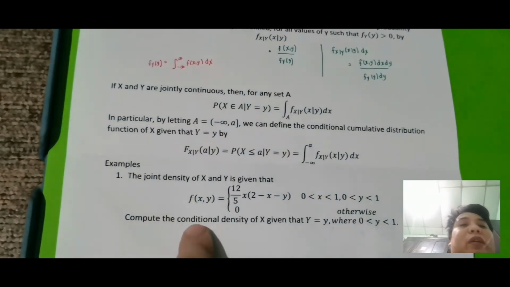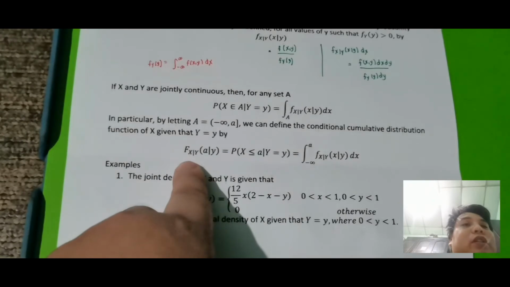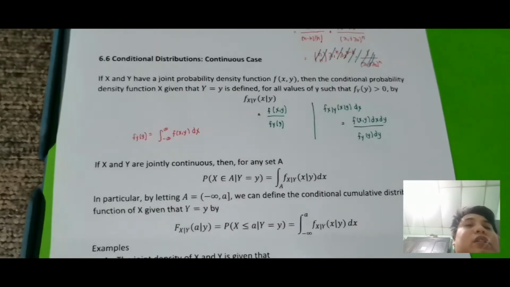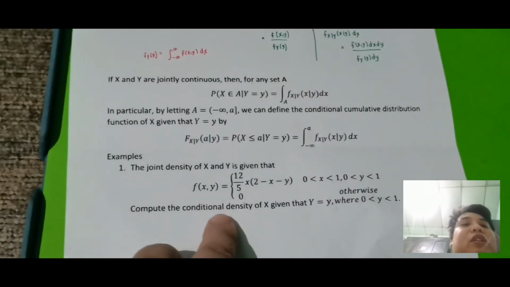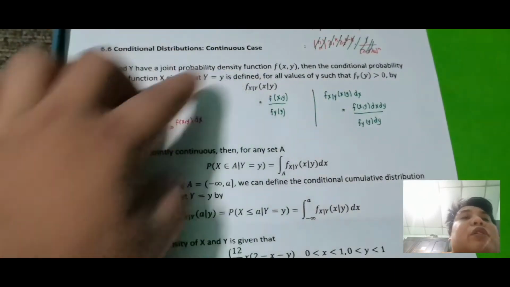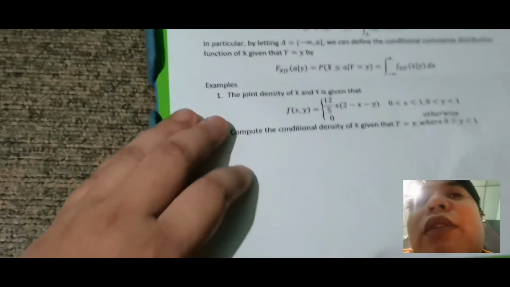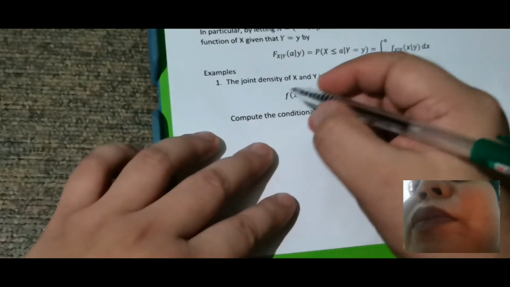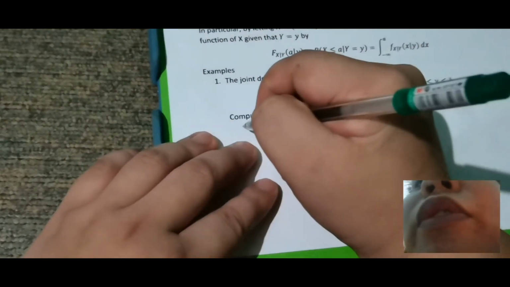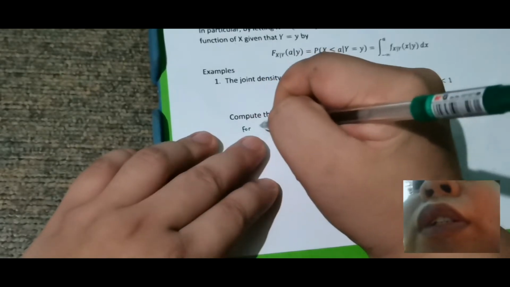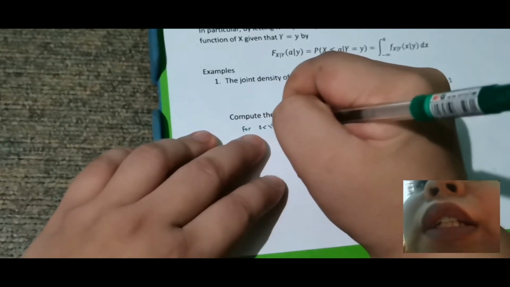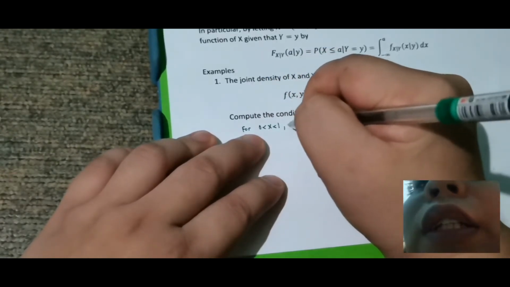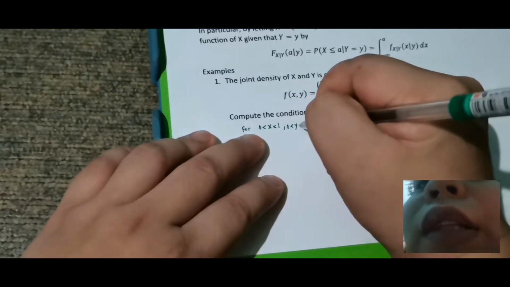Pag sinabi, compute the probability, so meaning F cumulative distribution, so mag-integrate. Pero since density function lang, compute the conditional density of x, so meaning dito lang tayo magpo-flow. Okay, dun sa taas, this is just equal sa compute for the, so lagay ko lang solution, no? For 0 less than x less than 1, then 0 less than y less than 1.